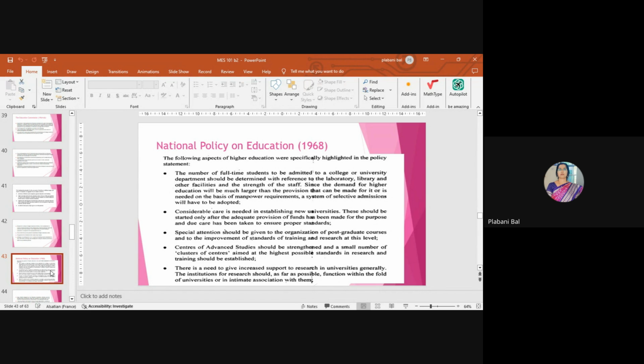And special attention should be given to the organization of postgraduate courses and to the improvement of standards of training and research at this level. Then centers of advanced studies should be strengthened, and a small number of clusters of centers aimed at the highest possible standard in research and training should be established. And there is a need to give increased support to research in universities, and the institutions for research should function within the fold of universities or in intimate association with the university. Then facility for part-time education and correspondence courses should be developed on a large scale at the university stage.